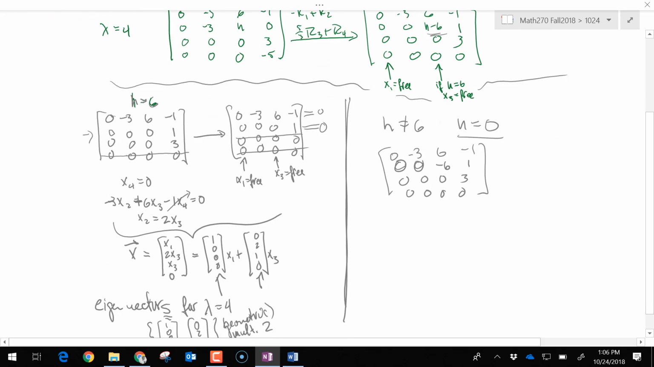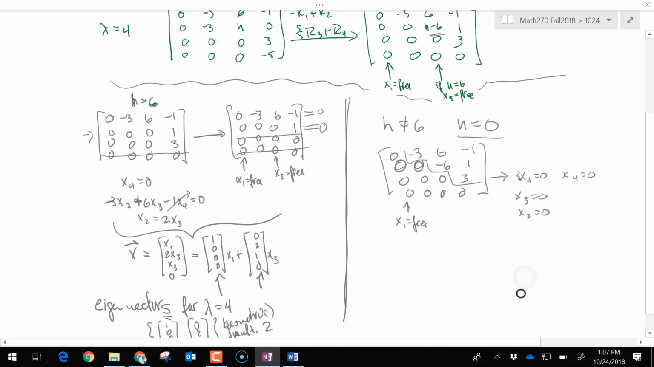So if h was equal to 0, this is the matrix that I would be trying to find the null space for, which is already in row echelon form. So I can just see that there's one free variable here. And if I take a look at what happens to the other variables, I have 3x4 equal to 0, so x4 is equal to 0. And then we'll see that x3 is equal to 0, and x2 is also equal to 0.